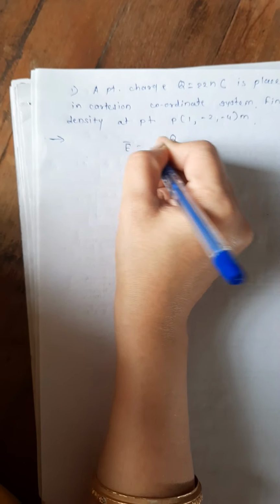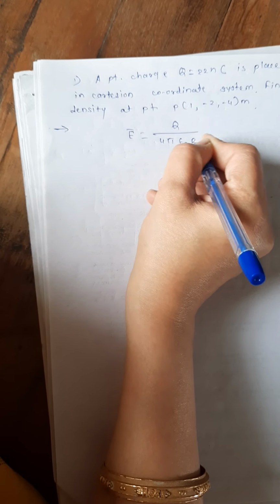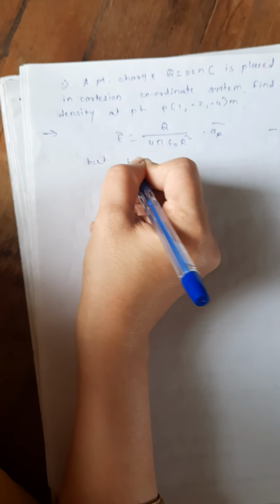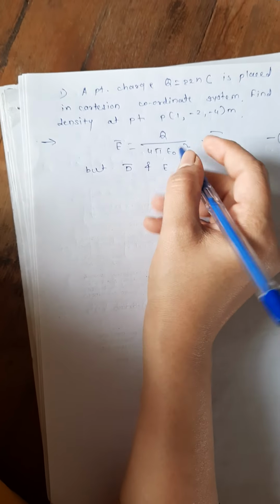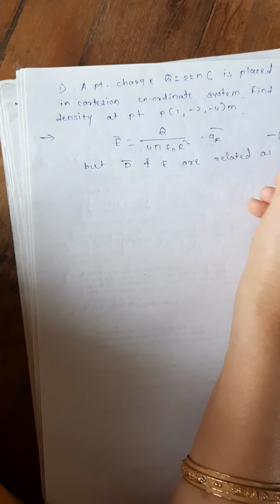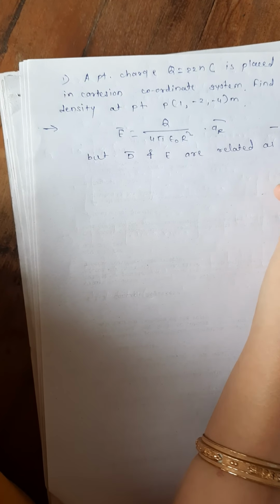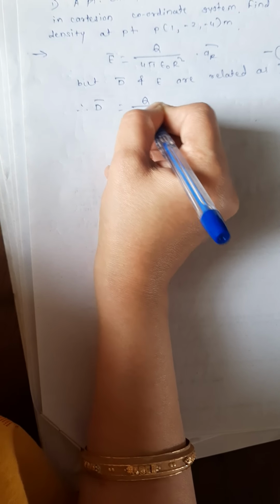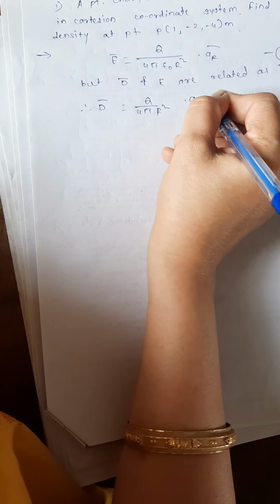So now we have the equation for electric field intensity due to a point charge. E bar is equal to Q by 4 pi epsilon 0 R square AR bar. This is equation 1. But D bar and E are related as D bar is equal to epsilon 0 E bar. Therefore, D bar is equal to Q by 4 pi R square AR bar.